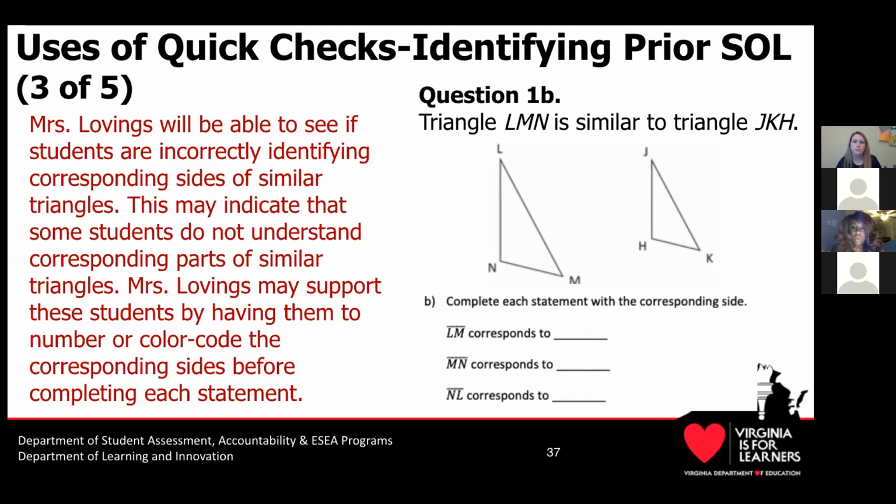In looking at this particular question, you notice you're looking at triangle LMN is similar to triangle JKH. Students are asked to complete the similarity statement, or connect the corresponding sides. If students are still incorrectly identifying those corresponding sides, this indicates that students might not understand corresponding parts of similar triangles, which is critical to being able to identify or prove if triangles are similar. Mrs. Lovings can then use this information to support students by possibly having them color code or number the corresponding sides before completing each statement.